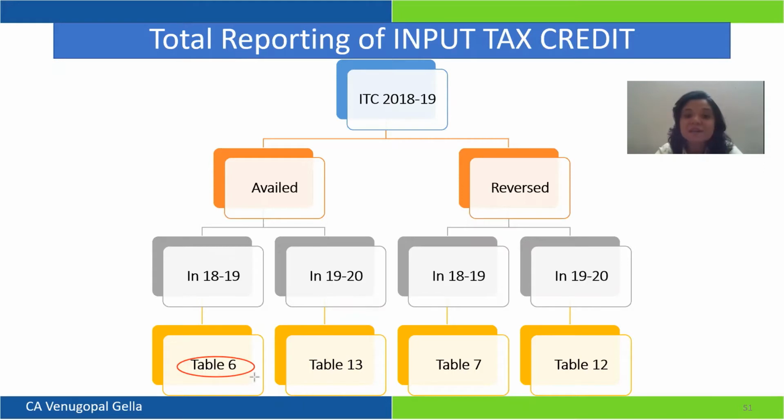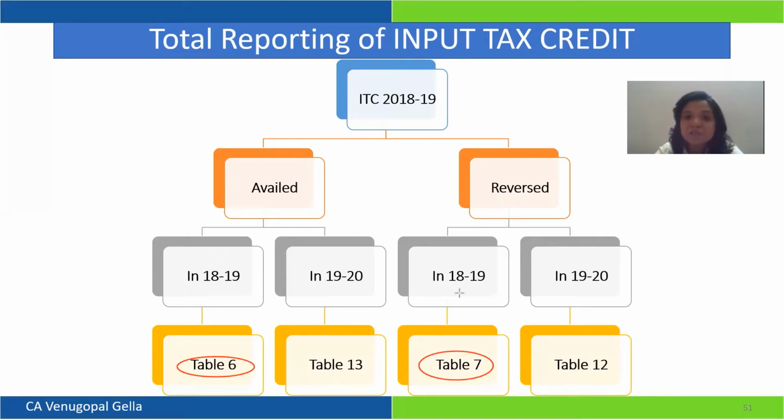Next comes credit reversed in the same year. That would come in Table 7. That is, all the credits which are coming as reversals, that is 4B of GSTR-3B, would come in Table 7 of GSTR-9 of 1819. So Table 6 and Table 7 are both linked to GSTR-3B, like I said, the thumb rule of GSTR-9 reporting. Next comes the credits of 1819 which are availed or reversed in the next year.